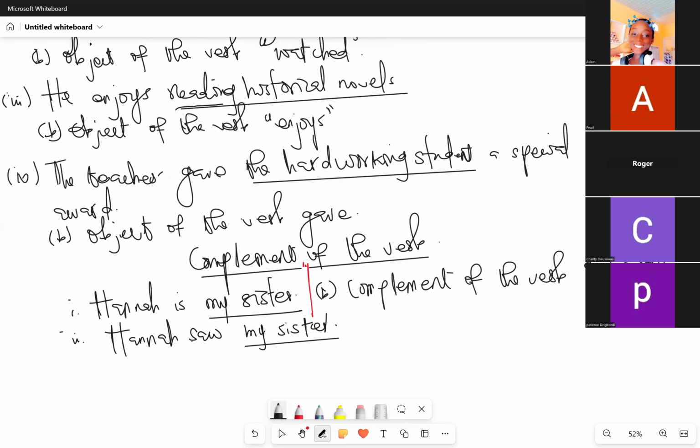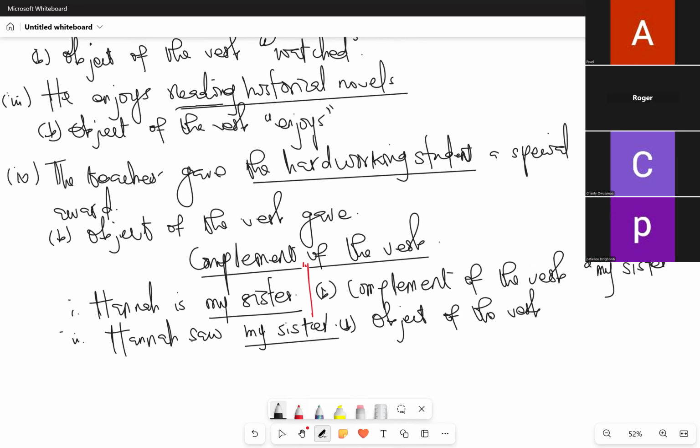You there? Sir, hello? Yes, yeah, sir. Then what would you say? Your usual thing, object of the verb. Maybe I should write it for you. Object of the verb, what? So, hey, did I say complement of the verb, my sister? And you guys didn't object to that. We are trying to tell you. Okay.